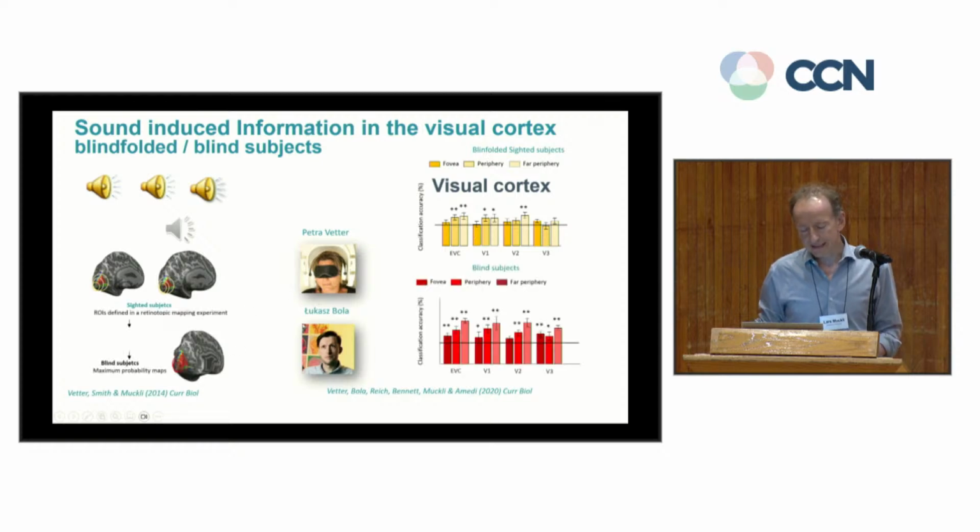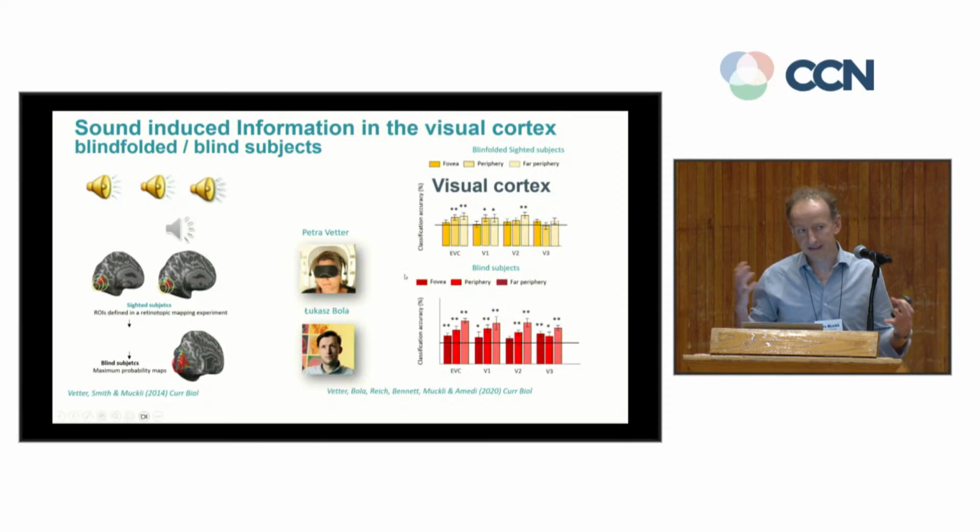We have replicated this experiment with 10 congenitally blind subjects, so this has nothing to do with visual imagery. They have never seen any visual input, and they have the same pattern. So in the periphery it's stronger than in the fovea, and everything is really expanded, consistent with the idea that there's cortical feedback to V1, especially in the periphery, that is exploited because feed-forward input is missing.